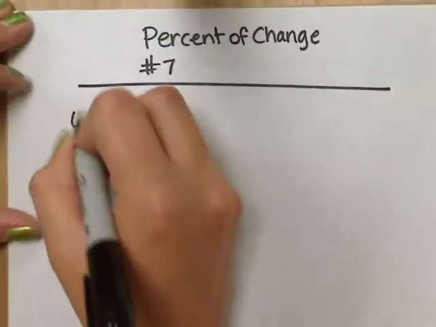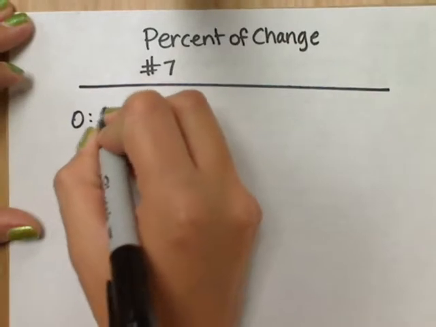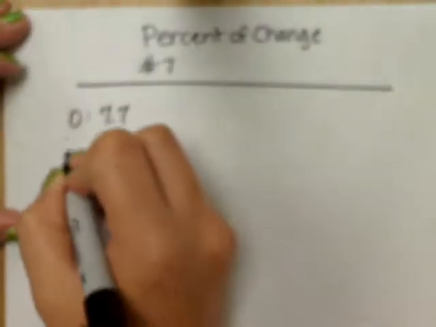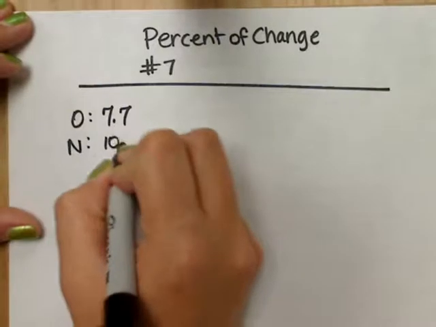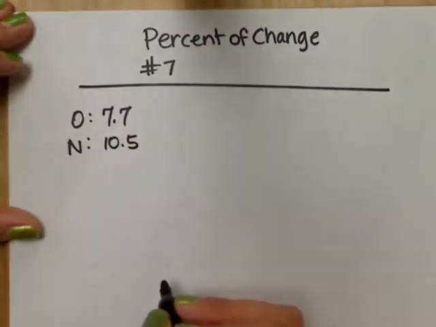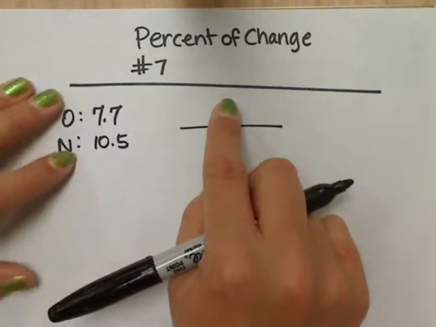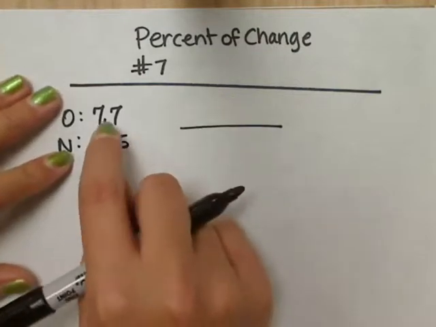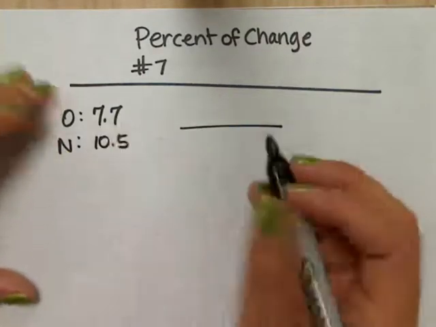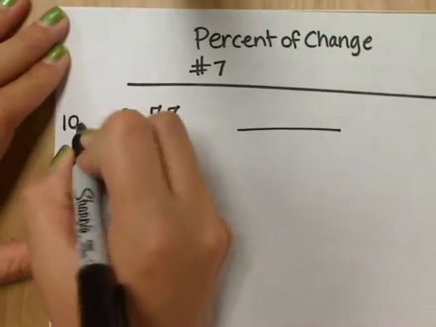Okay, number 7 says that the original is 7.7 or 7 and 7/10, and the new is 10.5. What's my rule about the number that needs to be on the top? Good, the difference. It doesn't matter how you subtract, but you need to take the larger number and subtract the smaller number. So we can pull to the side.